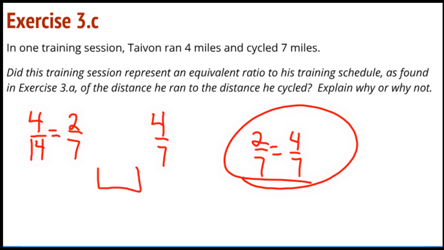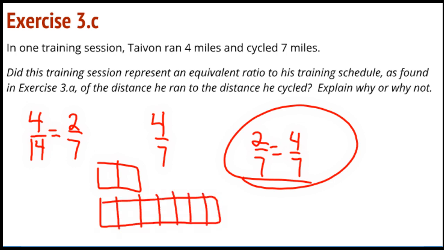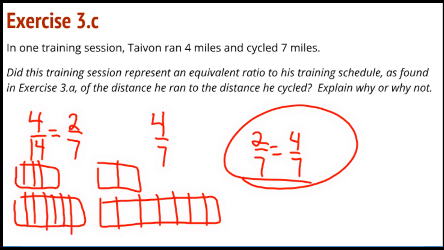Looking at the tape diagram here, 2 and 7, 1, 2, 3, 4, 5, 6. I don't see how 4 and 7 are going to work. I can't do grouping over here to make this 2 and 7. It just isn't possible. So, no, he's not on his training schedule in this particular day, and 4 to 7 is not equal to 2 to 7.